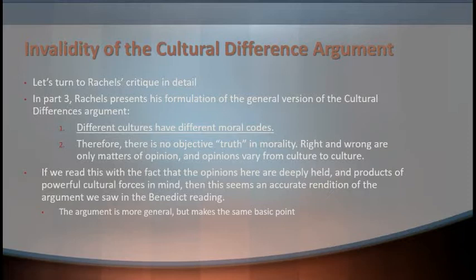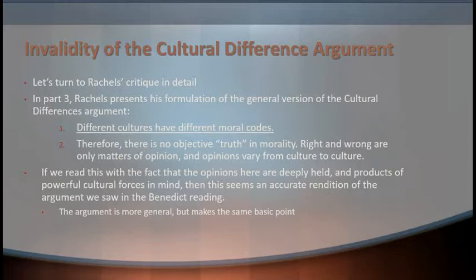Now, Rachels' cultural differences argument goes like this. Different cultures have different moral codes. Therefore, there is no objective truth in morality. Right and wrong are only matters of opinion, and opinions vary from culture to culture. If we read this, keeping in mind that these opinions are deeply held, products of powerful cultural forces, and core beliefs of the people who hold them, then this would be an accurate rendition of the argument we saw in the Benedict reading.